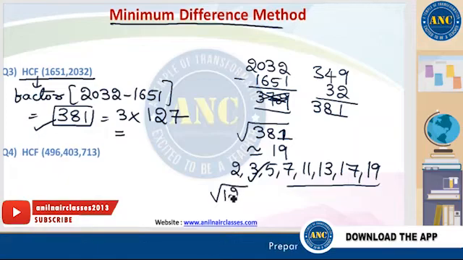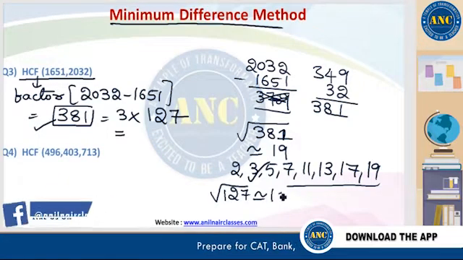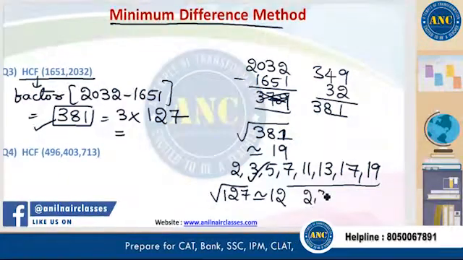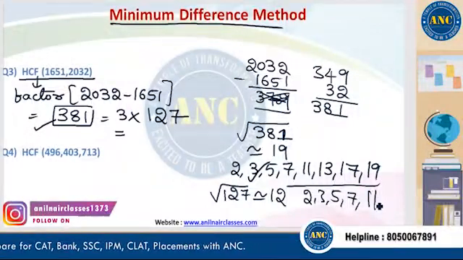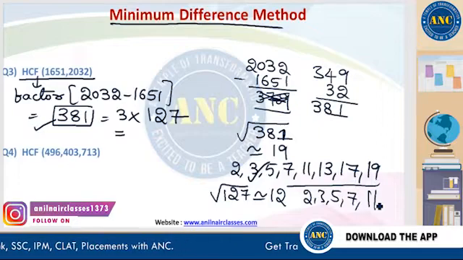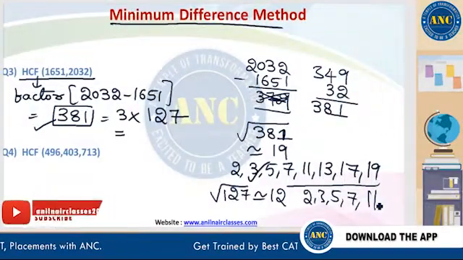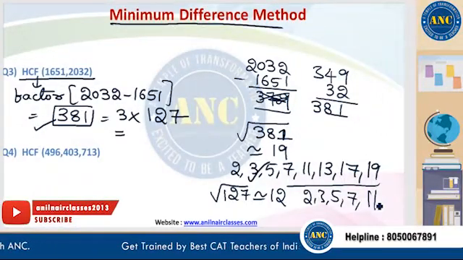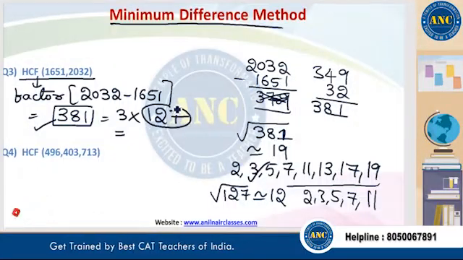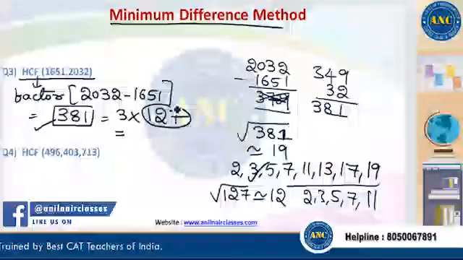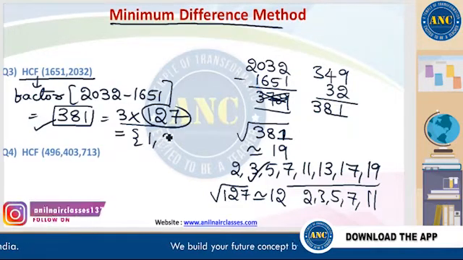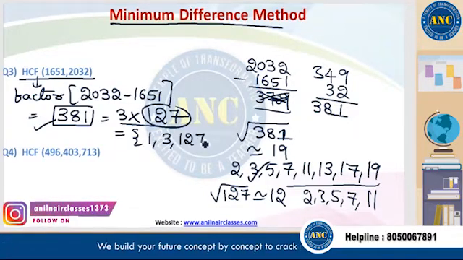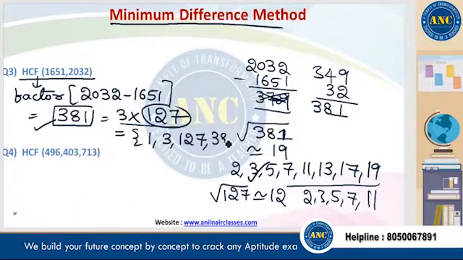The square root of 127 is closer to 12. What are the prime numbers to check? 2, 3, 5, 7, 11. 127 is not divisible by 2, 3, 5, 7, or 11. So 127 is a prime number. So the answer should be among the factors 1, 3, 127, 381.